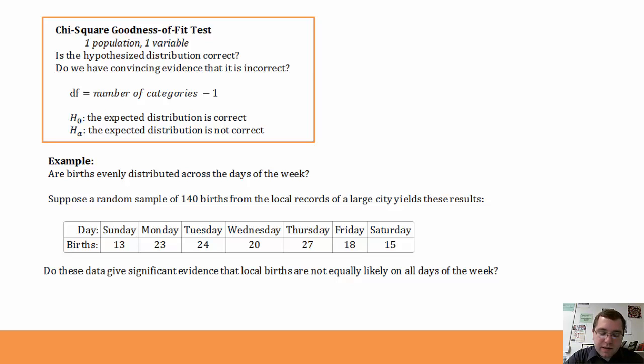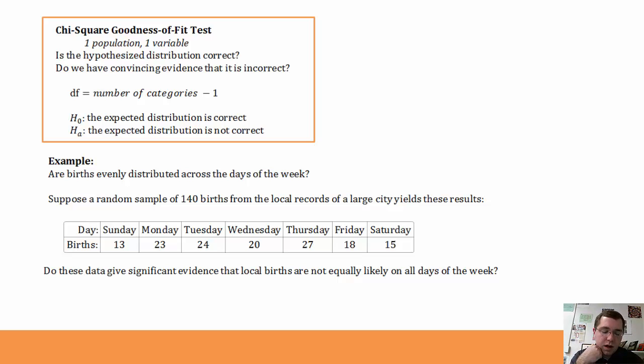The null hypothesis for a goodness of fit test will always be that the expected distribution is correct. Obviously you're not going to write those exact words. You're going to write the words that would fit in the context of the problem that you're working on. But your null hypothesis is always that what you expect is correct. The alternative is that what you expect is not correct.